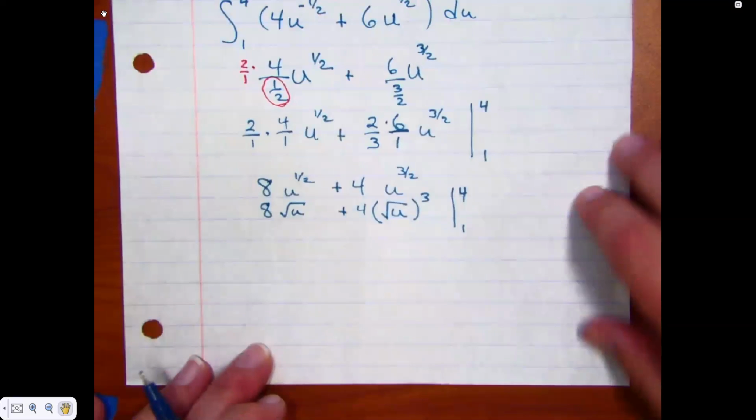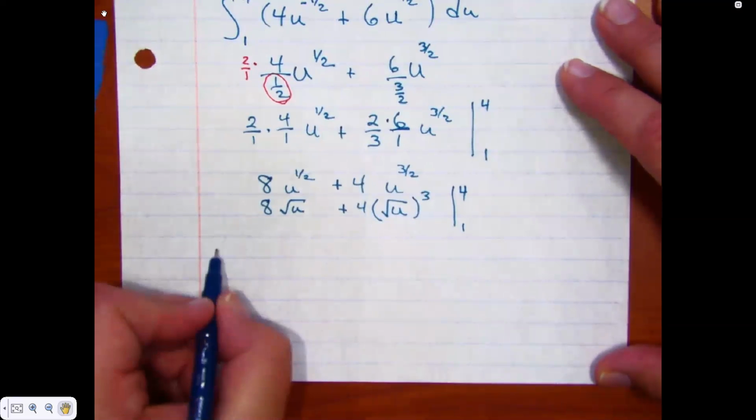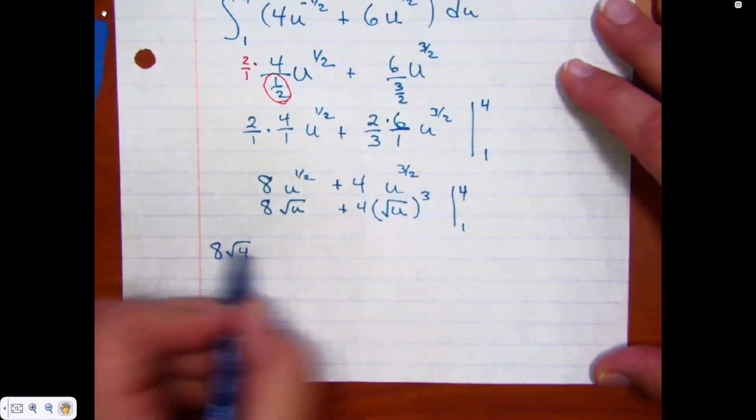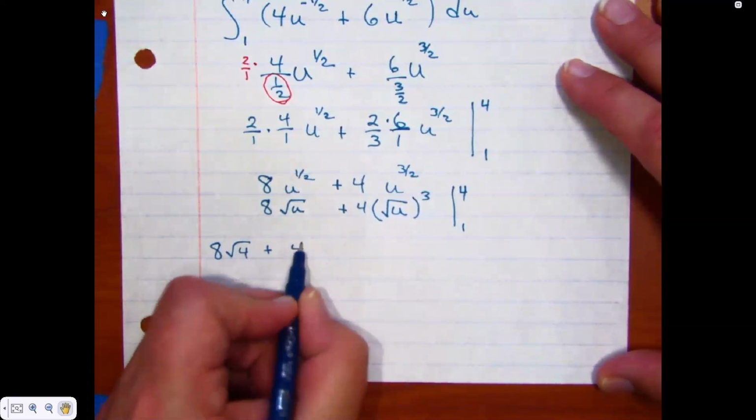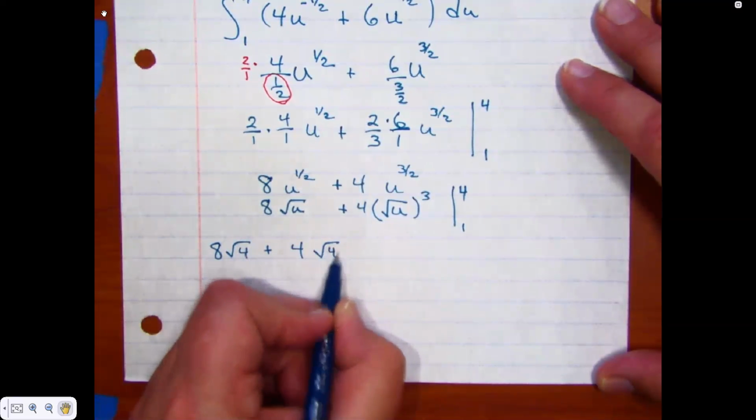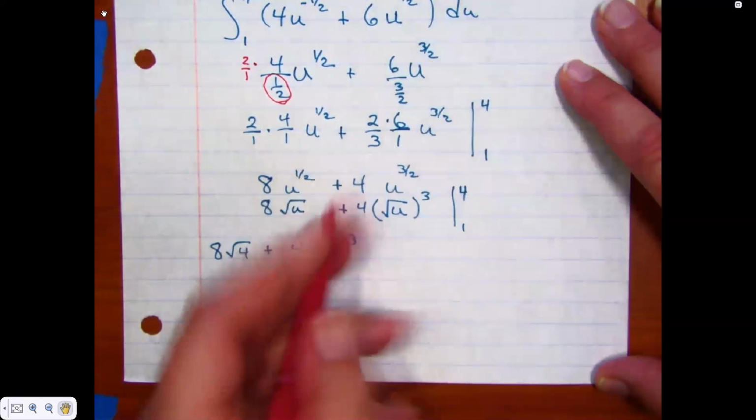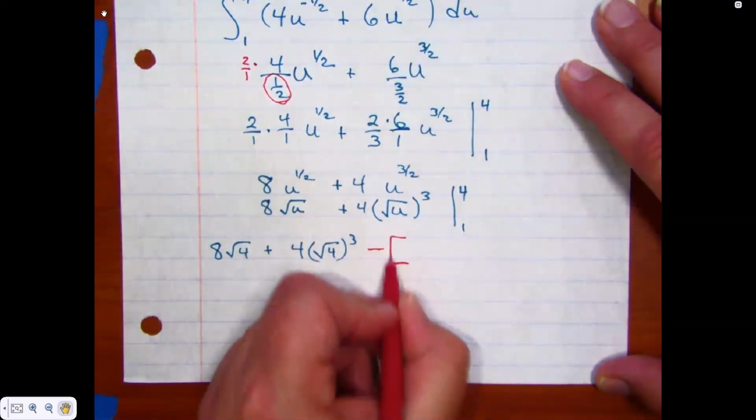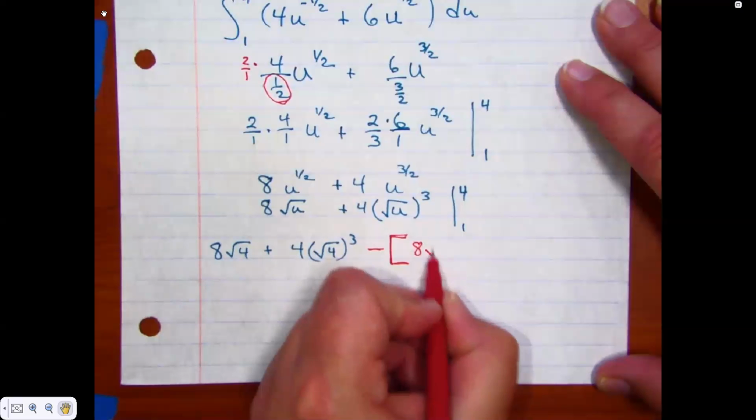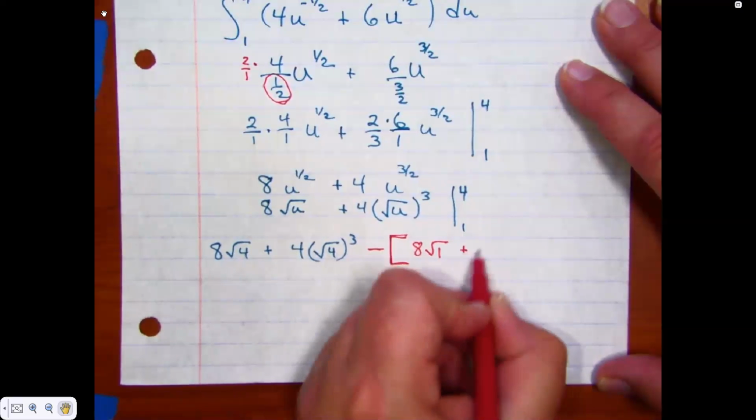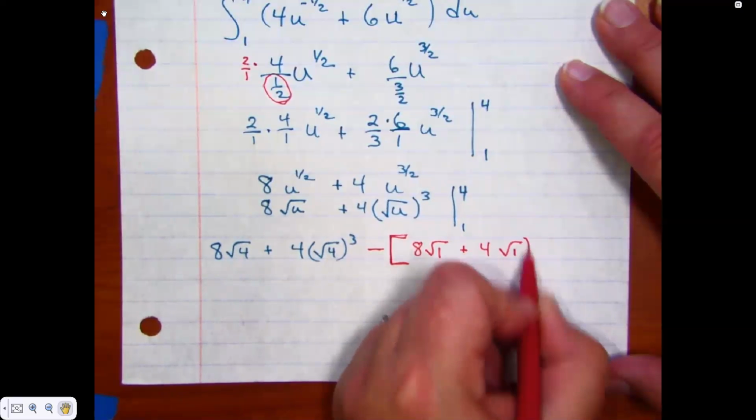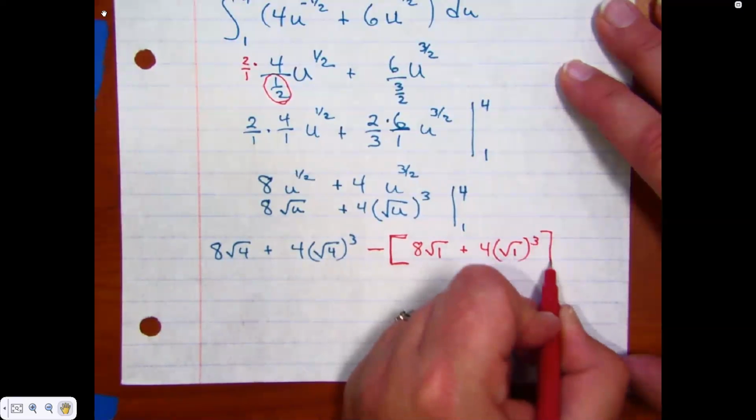Okay, so now let's plug in the 4. So I've got 8 square root of 4. That's not too bad. And then I've got 4 times, I'm going to do the square root of 4 and then cube that answer. And then minus, and do not forget your bracket, 8 square root of 1 plus 4. I'm going to do the square root of 1 and then cube that portion.